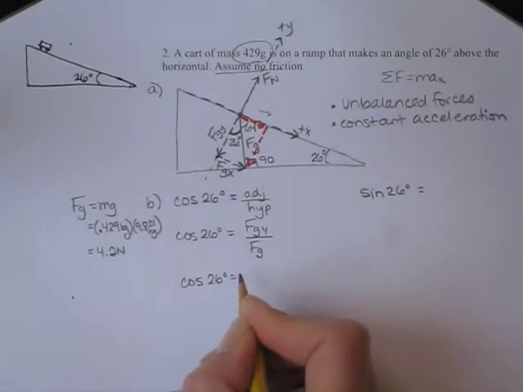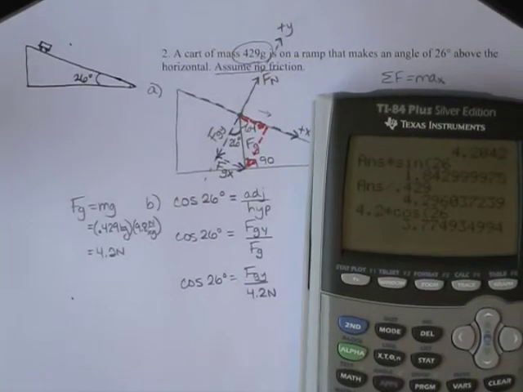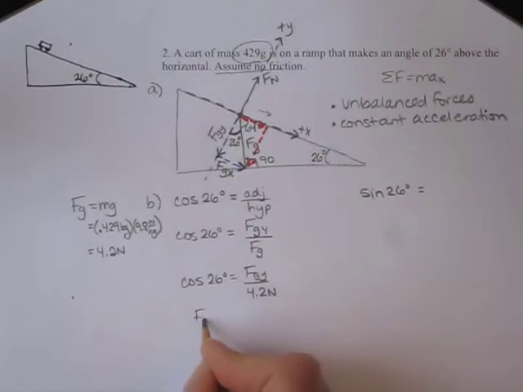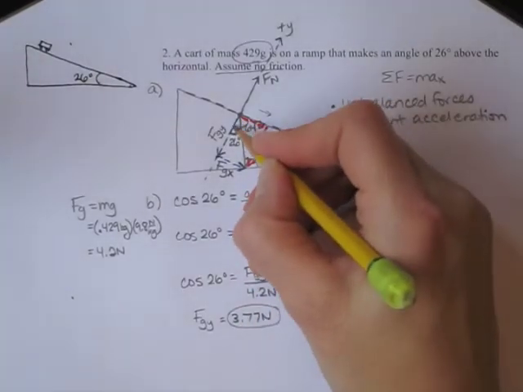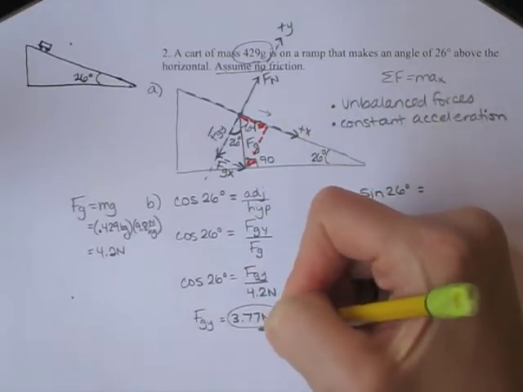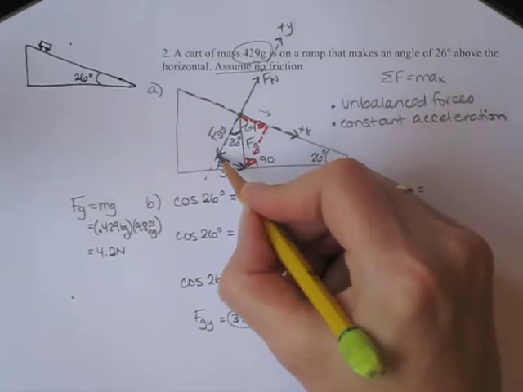Cosine of 26 degrees is FGY over 4.2 newtons. So calculating that, we get 4.2 times cosine of 26 is 3.77 newtons. Okay, and that is in this direction. And I'm going to take the direction into account when I actually put it into my sum of the forces equation. So for now, this is just fine because I'm keeping track of my direction here.